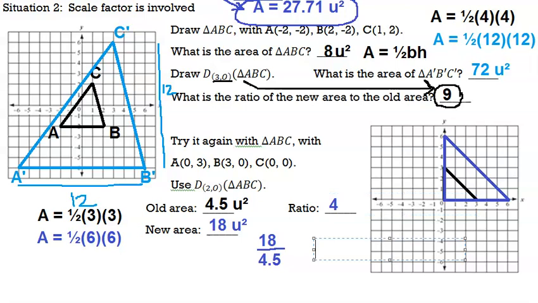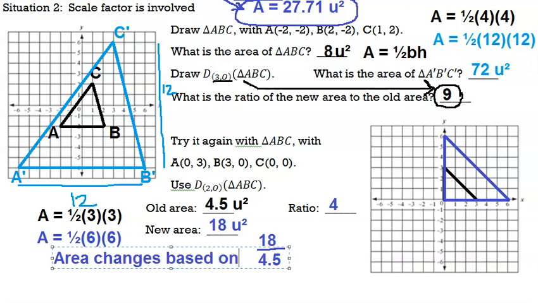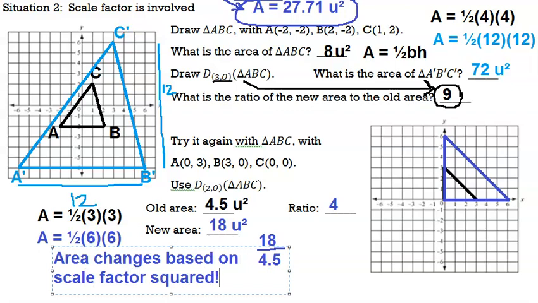So essentially, when we're trying to figure out what scale factor does to a figure's area, the area is not based on scale factor. The area changes based on scale factor squared. So when you're deciding, well, this thing is dilated with a scale factor of 3, that means the area is actually going to be 9 times bigger. If it's dilated with a scale factor of 2, it's going to be 4 times bigger. It's not based on scale factor, it's based on scale factor squared. Okay, so that's the last thing I want you to pick up as we go through this area lesson.